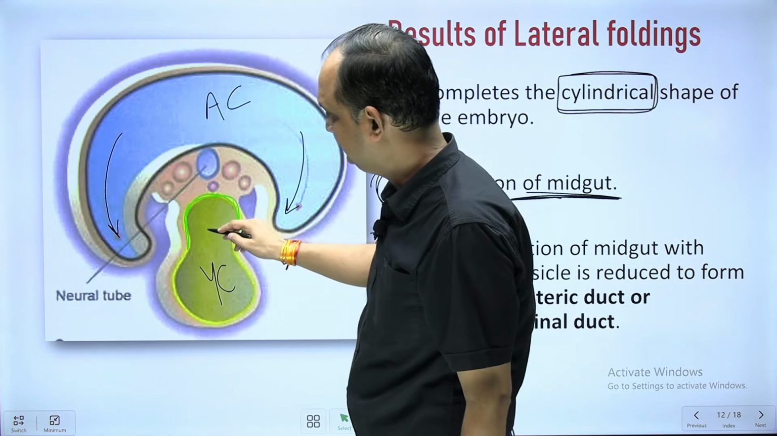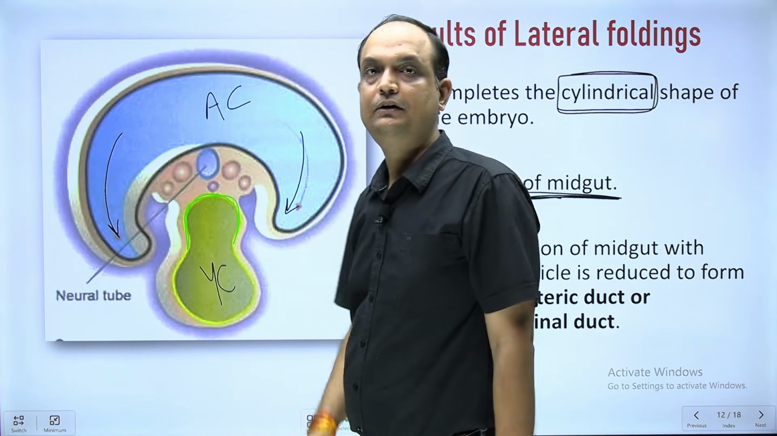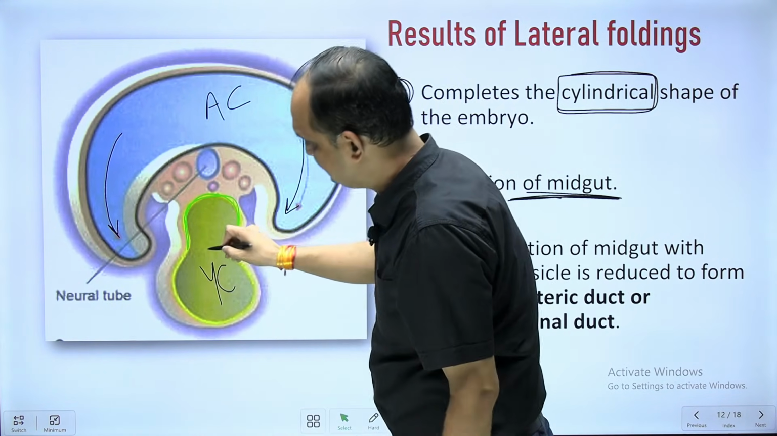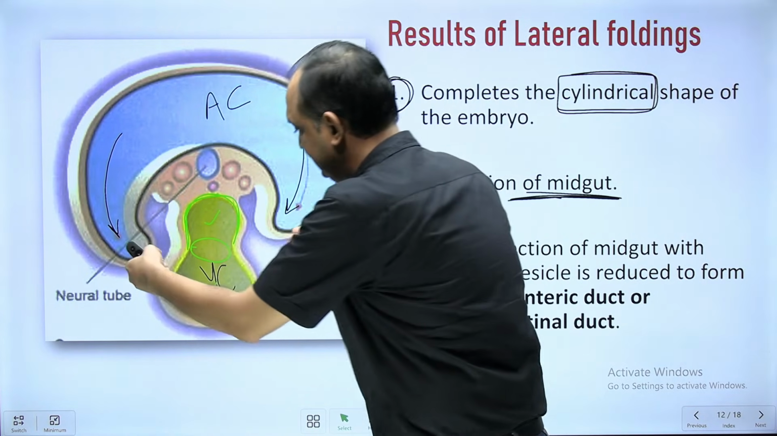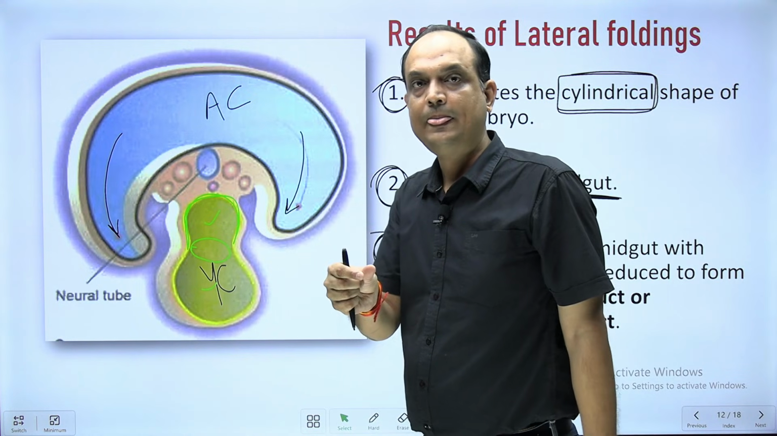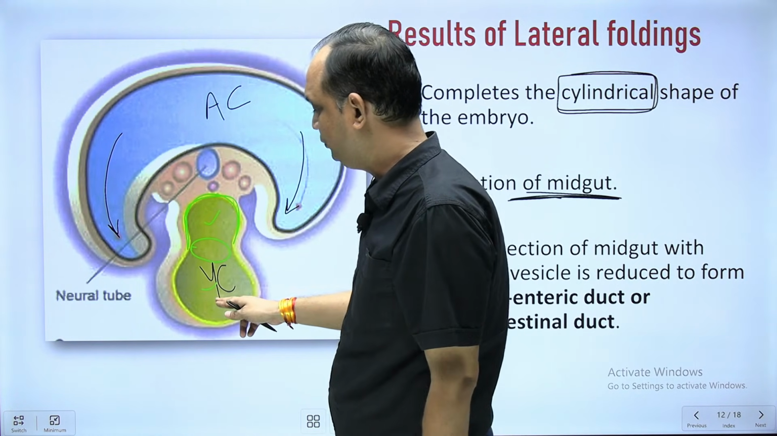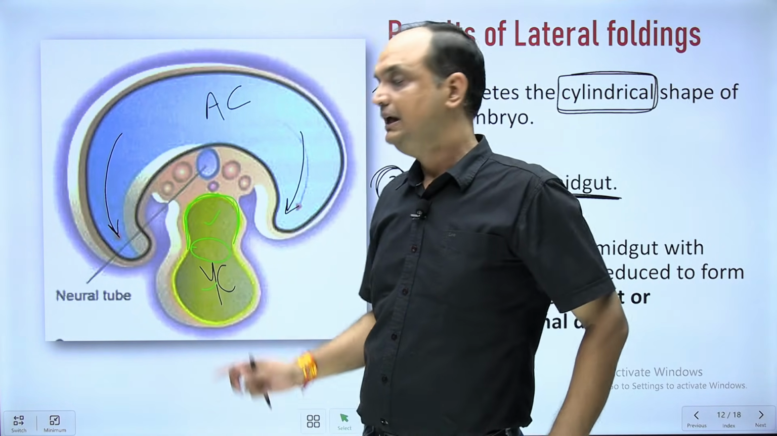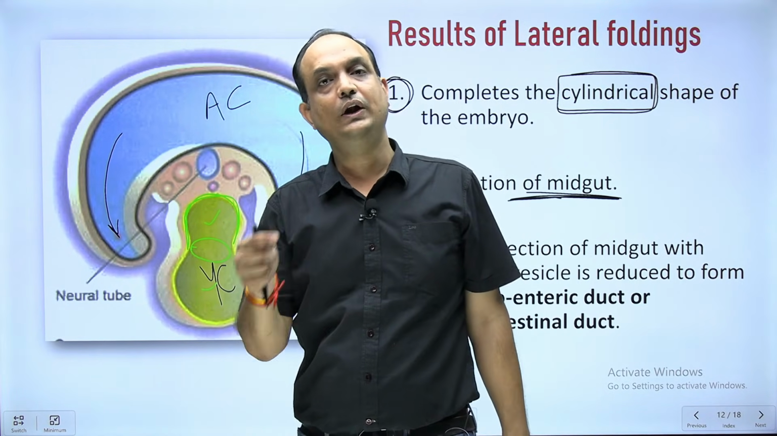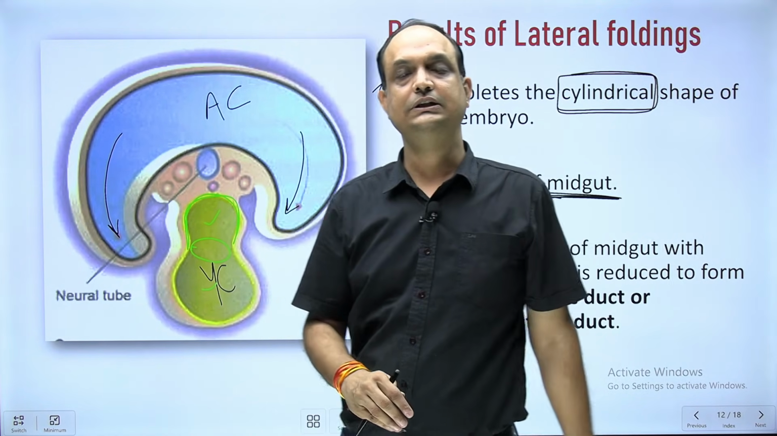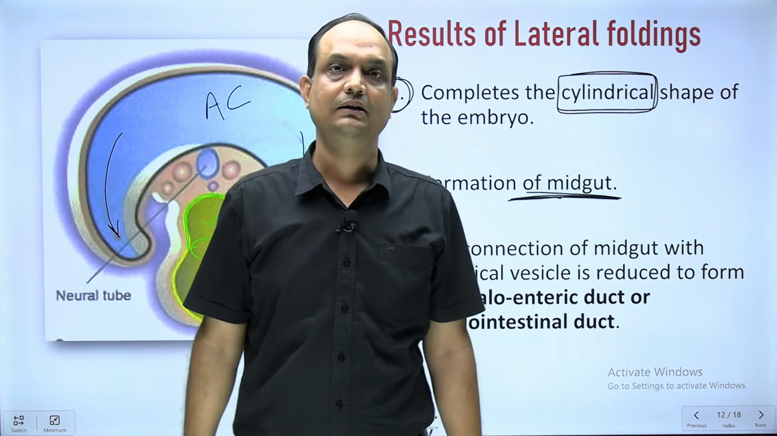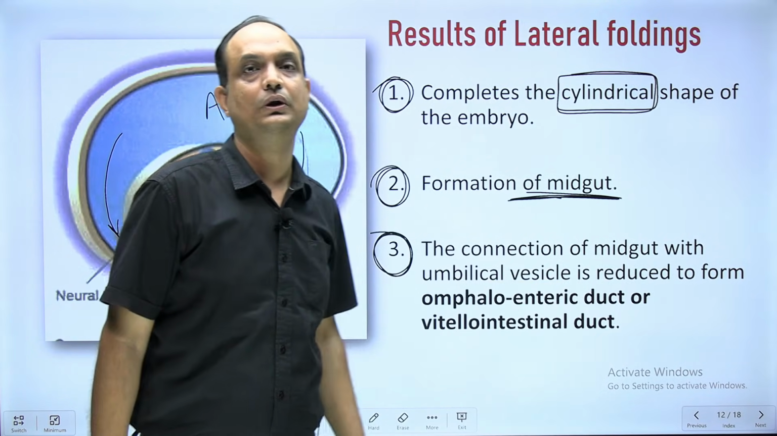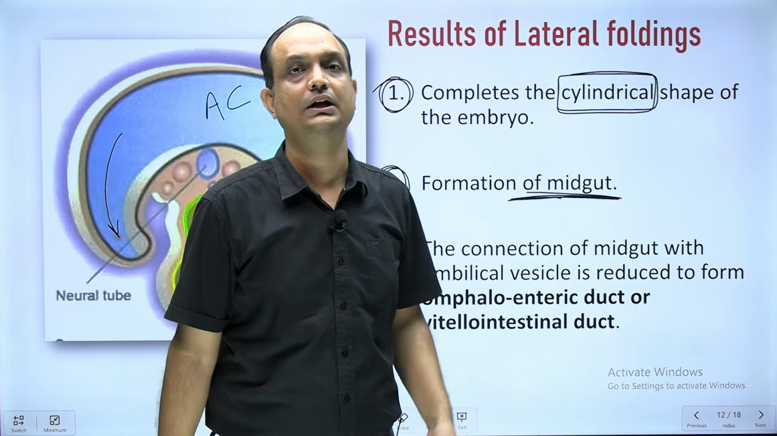Initially the yolk sac is broadly divided into two parts, but when the folds become closer to each other, the communication between the two parts decreases in size and converts into a duct. That duct, which connects the outer part of the yolk sac with the inner part of the yolk sac, is known as the vitello-intestinal duct, and this inner part of the yolk sac is now known as the midgut, and this outer part of the yolk sac is now known as the umbilical vesicle. Clear? So, the connection of the midgut with the umbilical vesicle is known as the omphaloenteric or vitello-intestinal duct.